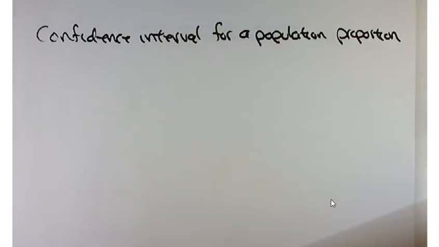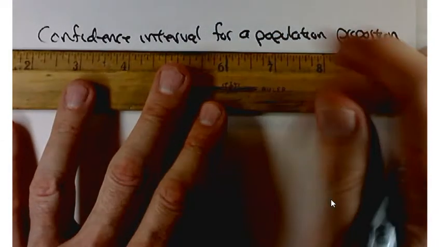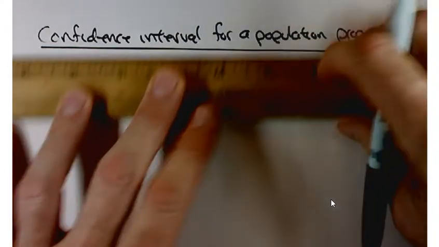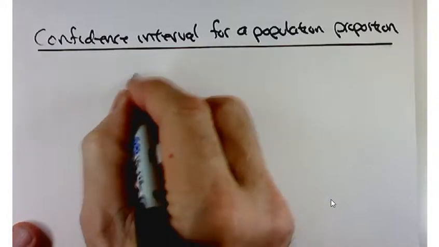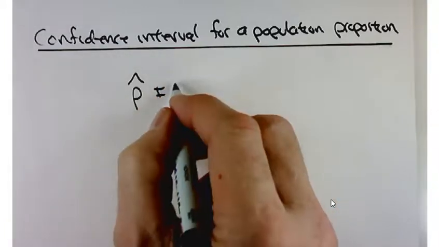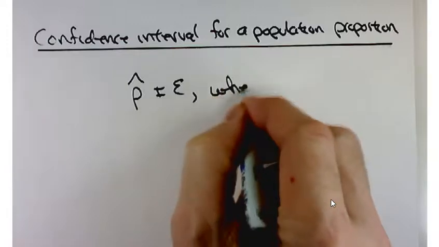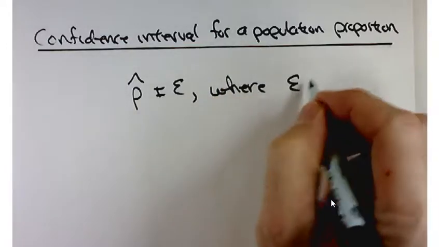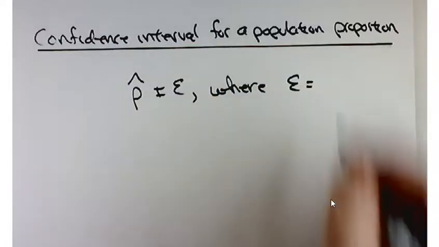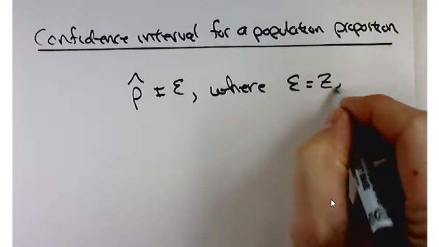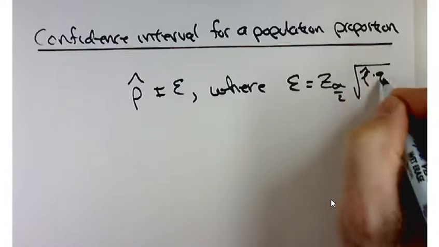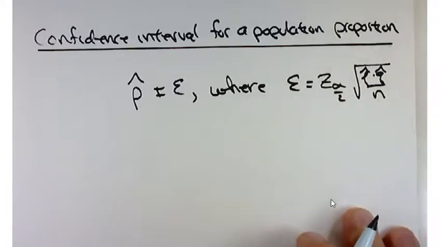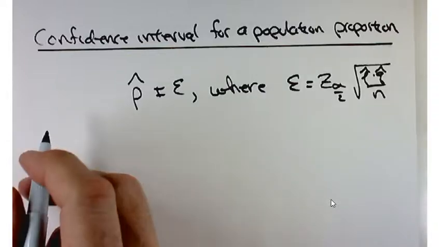So we're going to first need to define a couple things. Well, let me write it like this. Let's go p hat plus or minus e, where e equals this lovely creature, z sub alpha over 2 times the square root of p hat times q hat over n. Let me make some more definitions.